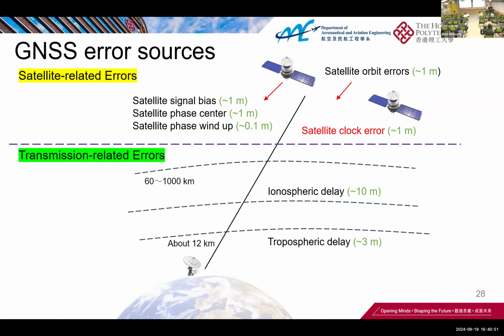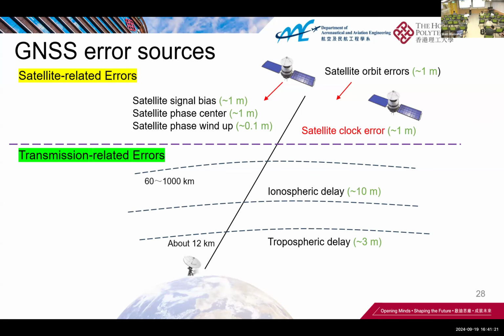So the second one is coming from the transmission related errors, like the transmission delay. For example, we can have some ionospheric delay and the tropospheric delay. This is easiest to understand. For example, this is roughly around 60 to 1,000 kilometers above the Earth's surface. Okay, ionospheric delay is around 10 meters.